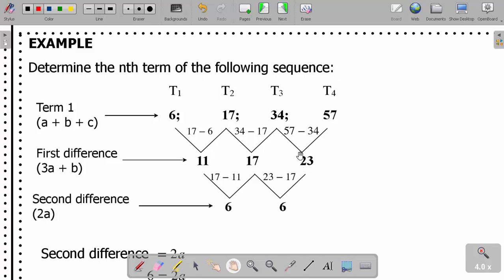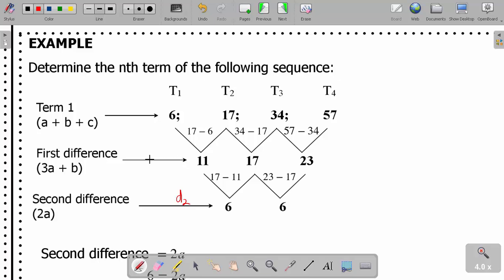You see, these are not the same, so it's not linear. Now, if I continue to say 17 minus 11, I get 6 here. And if I say 23 minus 17, I also get 6. Because I have the same 6 here, this is our second difference, which we usually call D2. As long as it's the same, it means what you're dealing with is quadratic.